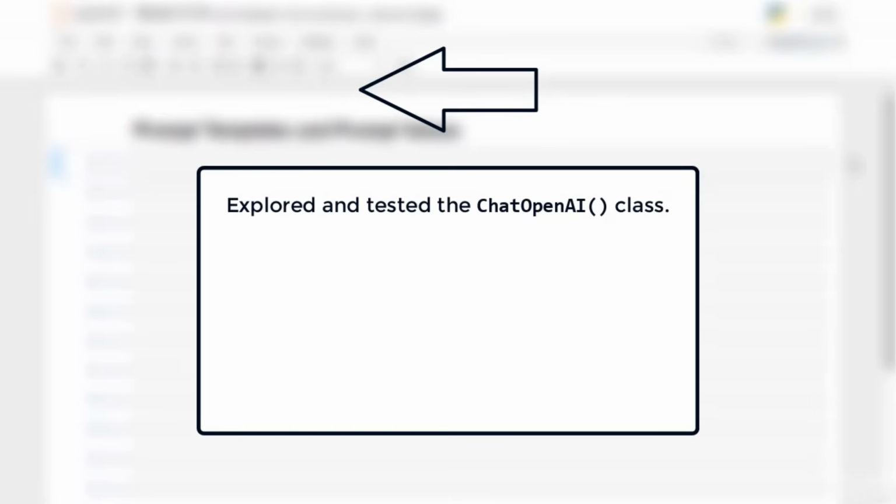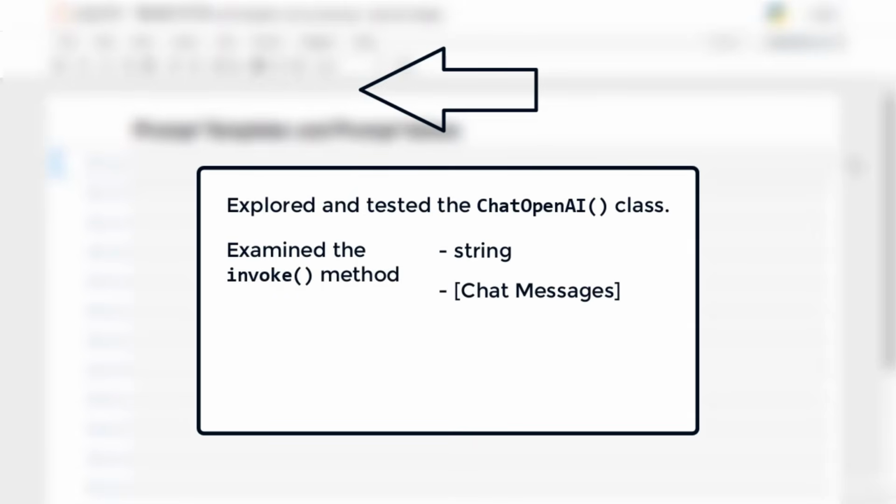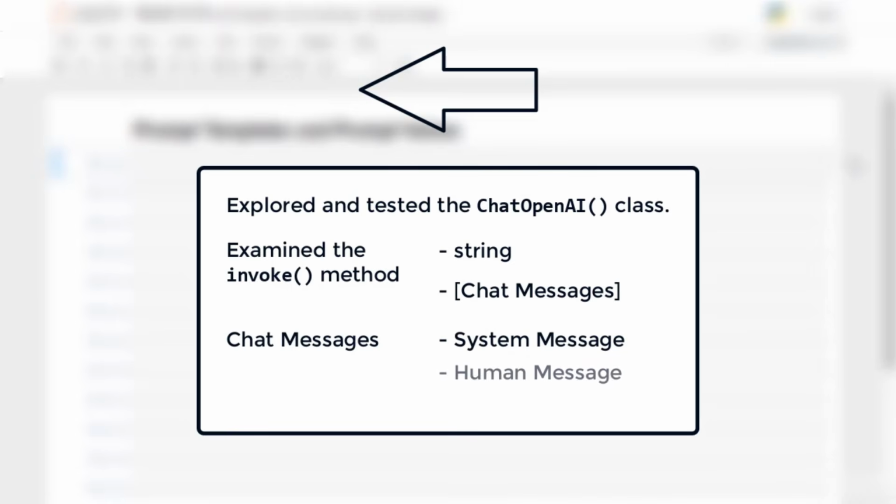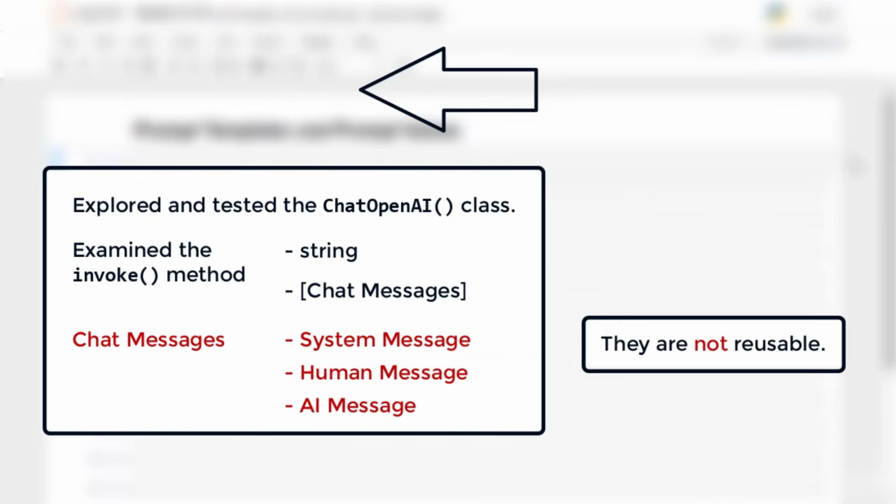Welcome back. We've explored and tested LangChain's Chat OpenAI class. We meticulously examined the invoke method, noting that it accepts a string or a list of chat messages when used on a Chat OpenAI object. The chat messages we analyzed included a system message storing instructions for the model, a human message storing the user's questions or request, and an AI message storing the model's or example responses. These message objects proved very useful, but have a significant drawback. They are not reusable.